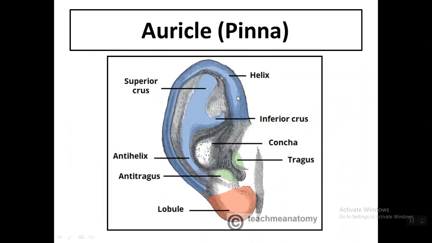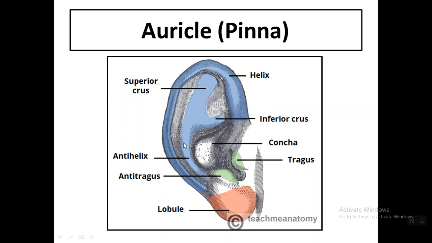The first part of the external ear is the auricle or the pinna. It is made of elastic cartilage, except the lower part of it, which is devoid of cartilage and is called the lobule, the ear lobule. The auricle has an outer curved cartilage that is called the helix.